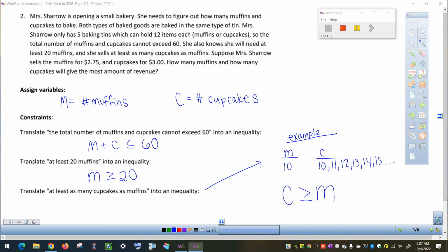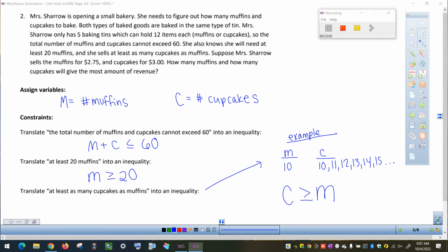And so I want to give you some tips for how you can think about setting it up. It says we need to have at least as many cupcakes as muffins. So when I first look at that, I'm going to think about testing this out with some numbers so that I can figure out the inequality.